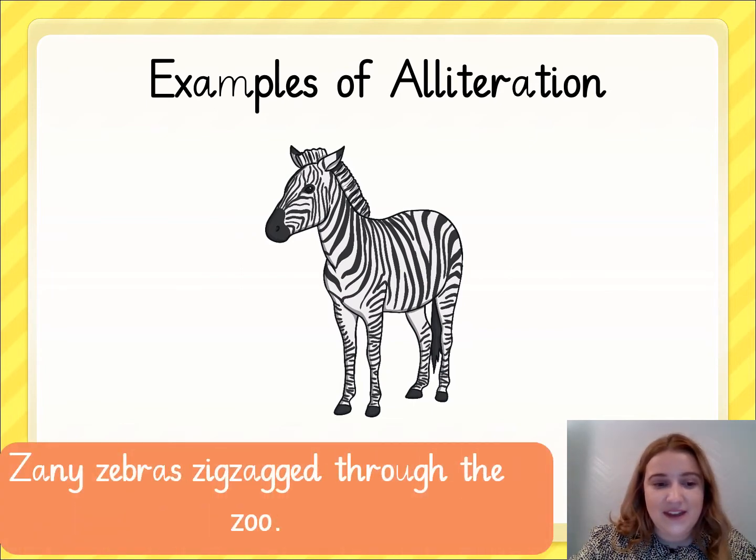Here's another one. Zany zebras zigzagged through the zoo. The letter Z is used. It's repeated. That's an example of alliteration. The sound is repeated over and over again.